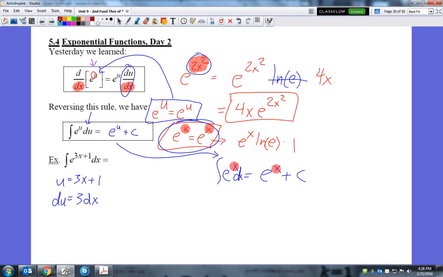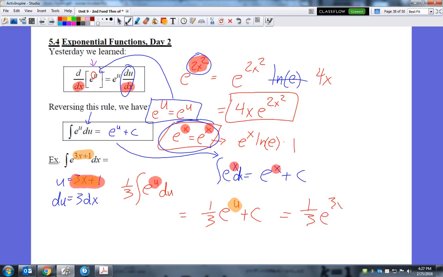And just like we've been doing with prior stuff, we're going to do this as a rewrite of 1/3 e to the u. Again, I'm saying e to the u because I have replaced it with this. It is now in respect to du. And we know that this is going to equal e to the u plus c, but it's going to be multiplied with 1/3. This would almost be my answer, but yet again, just like we've done in prior things, we have to resubstitute this u back in here. So it would be equal to 1/3 e to the 3x plus 1 plus c. This would be my final answer.